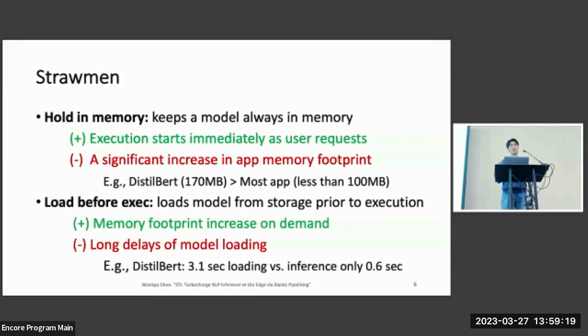Second, load before execution. It loads the model from flash storage just before the execution. The benefit is that it uses less memory footprint thanks to the on-demand behavior. However, since the full model is loaded every time a request happens, it incurs a long delay. For instance, this BERT takes 3.1 seconds to load versus inference only taking 0.6 seconds.